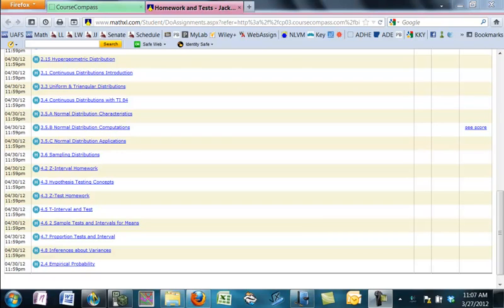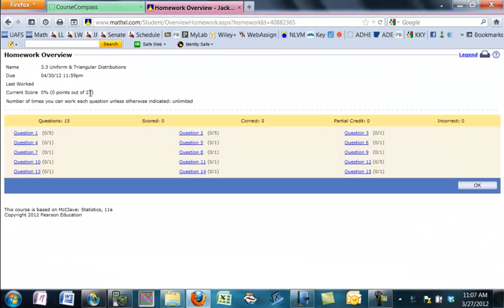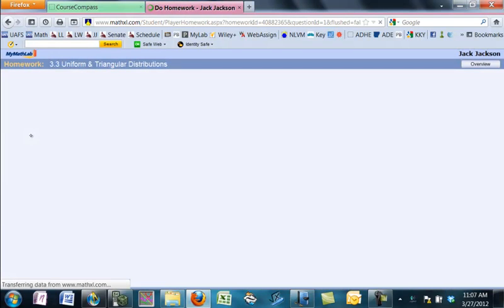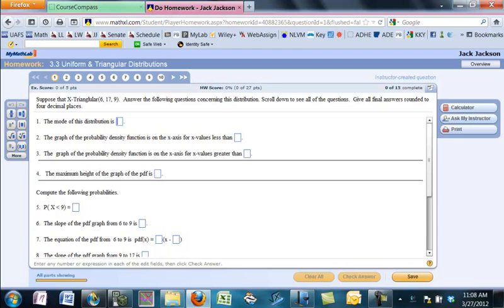This is Jack Jackson. We're going to be looking at a particular homework problem on triangular distributions today. So I'm going to go to my stat lab here, and 3.2 and 3.3 homework on triangular distributions. And let me see if I can find the question that I want to work on. Let's see here. Oh, this is a good one. Let's take a look at this one here.